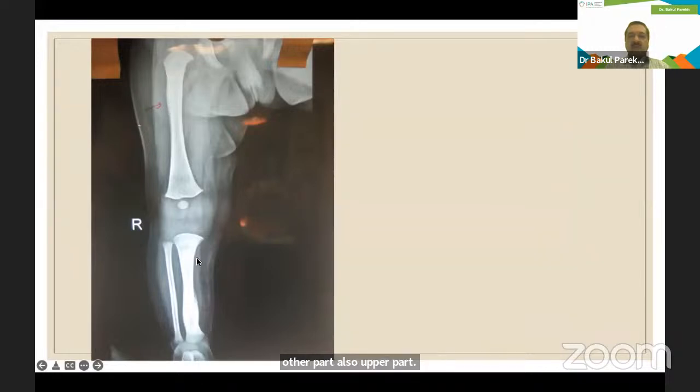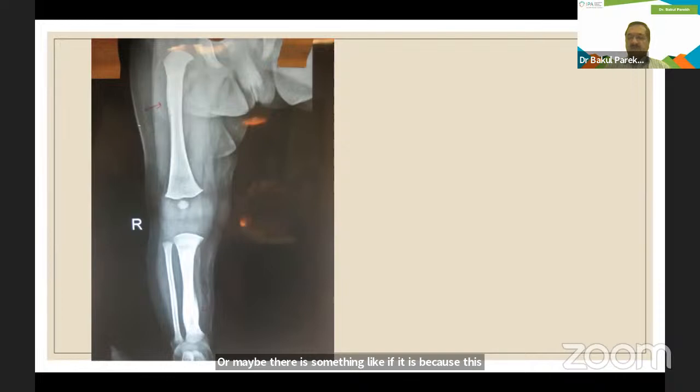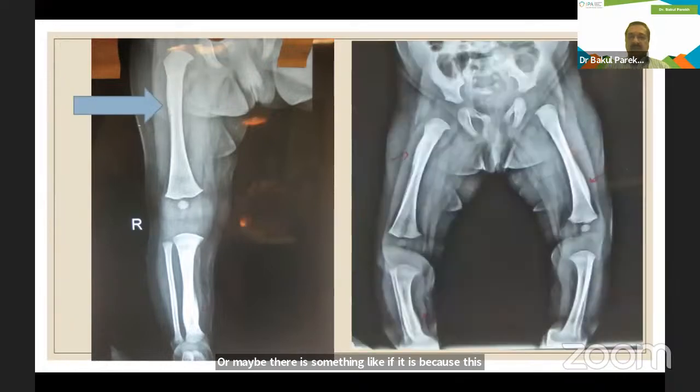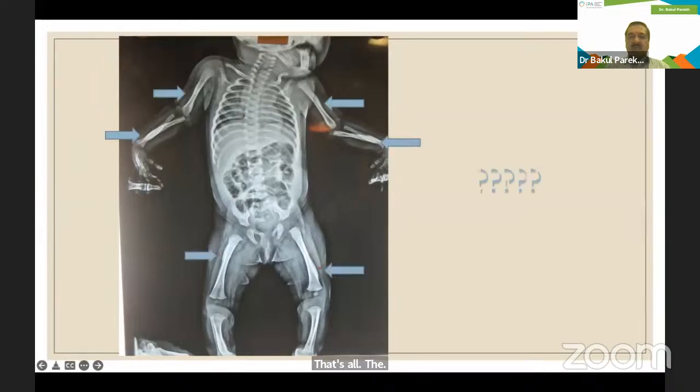So when there are more than two periosteal swellings, we always think whether there's a battered baby or child abuse, or an infection like osteomyelitis, or maybe there is something like syphilis, because this was a child coming from an orphanage. So we took a full skeleton X-ray, and that showed periosteal reactions everywhere, in upper limb, lower limb. And so we were thinking about the diagnosis. So if anybody can say what the diagnosis is, or I proceed.